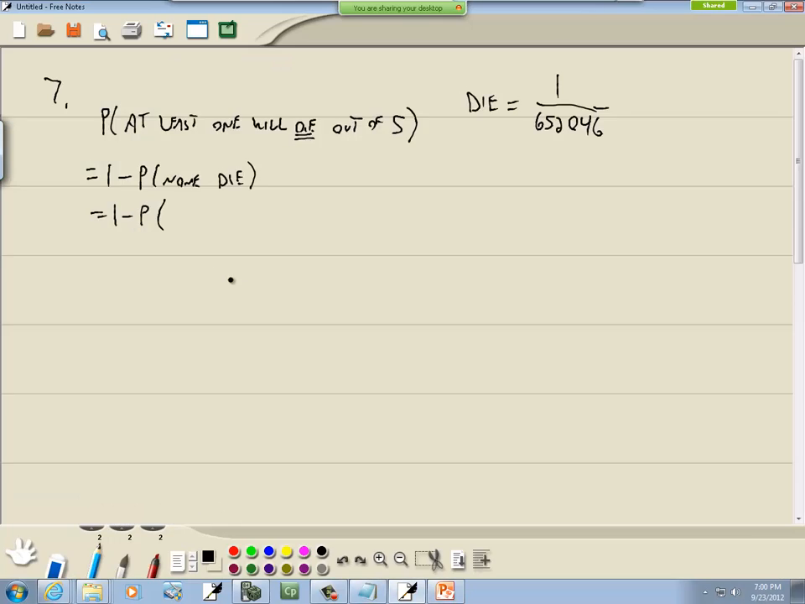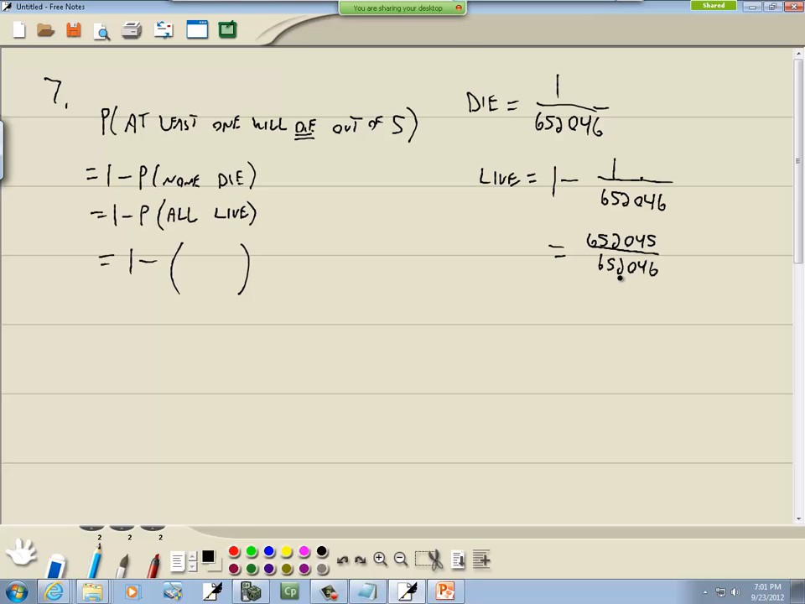Well, next part we change none to all. And we change die to the opposite of it. So all live. Okay, let's talk about probability somebody's going to live. If they're going to die from fireworks as that, then the live will be 1 minus that. That's the complement rule. Now you could actually put that inside the parentheses if you want, but we'll go ahead and simplify it. That'll give us 652,045 over 652,046. If one of them is going to die out of that many, then this many will live. So we'll have 652,045 over 652,046. And out of 5, so the how many goes as your exponent.